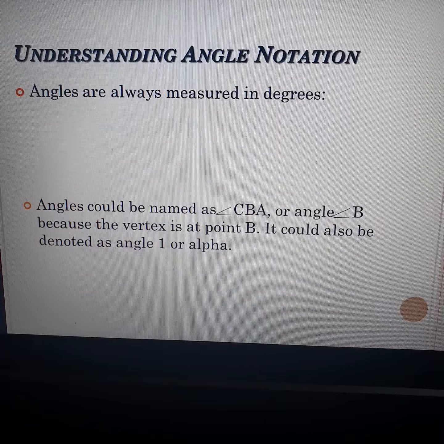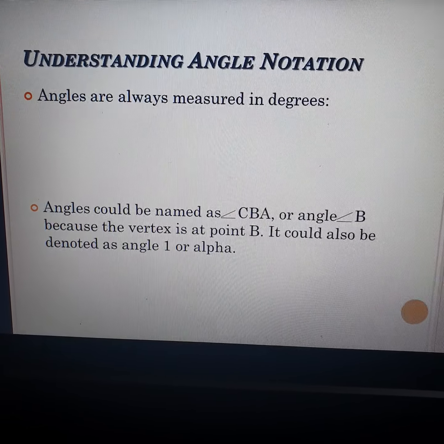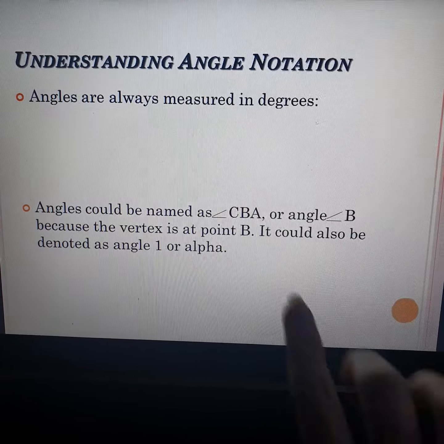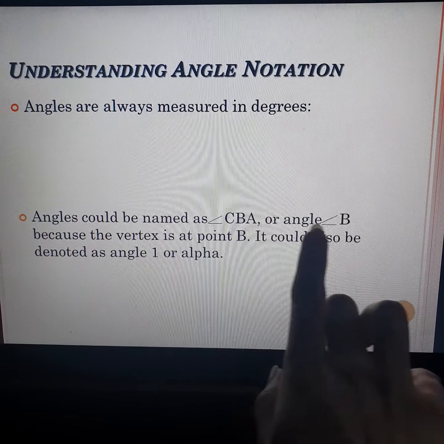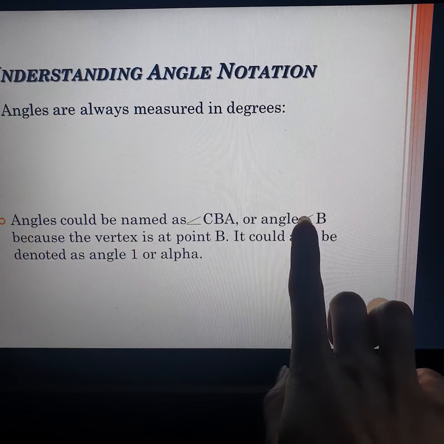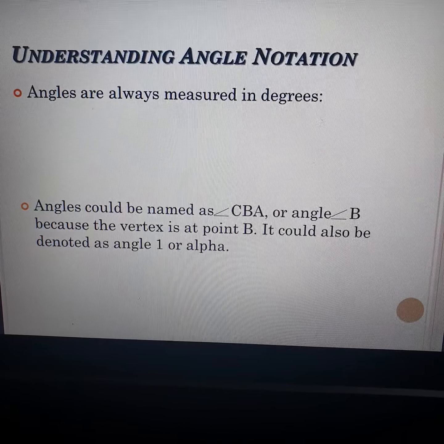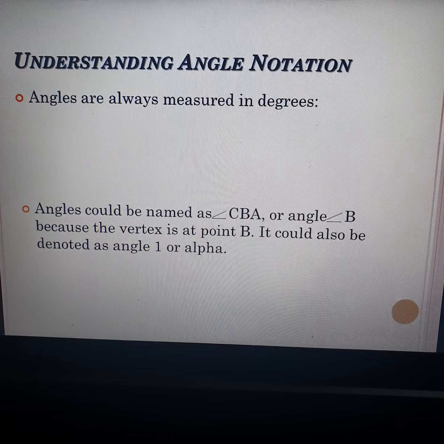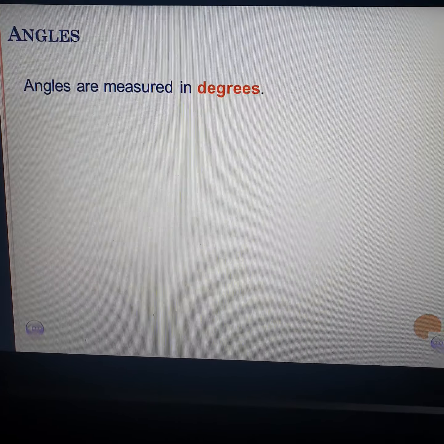So as we said already, angles are measured in degrees. Angles can be named as angle CBA, right? And remember, the letter that's in the middle is where the angle would lie, or you could just simply label it as angle B, because the vertex is at point B. It could also be denoted as angle 1 or alpha, okay? But we'll come back to that again.